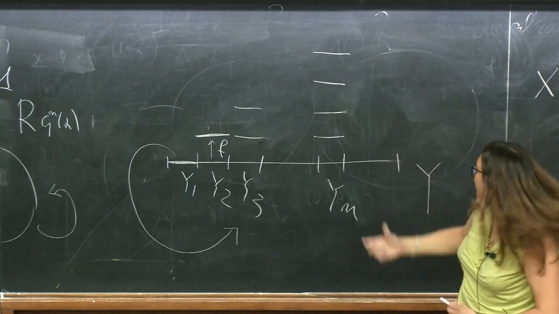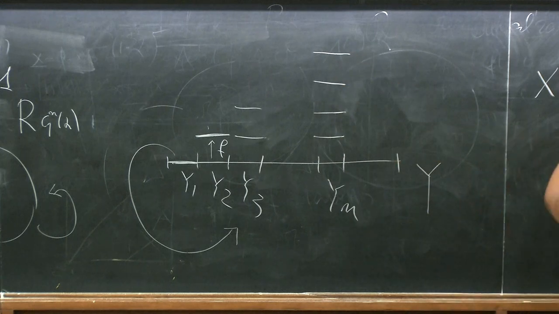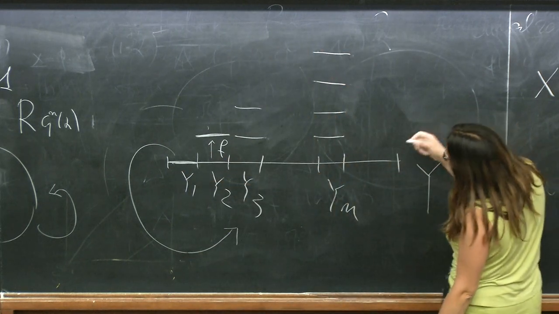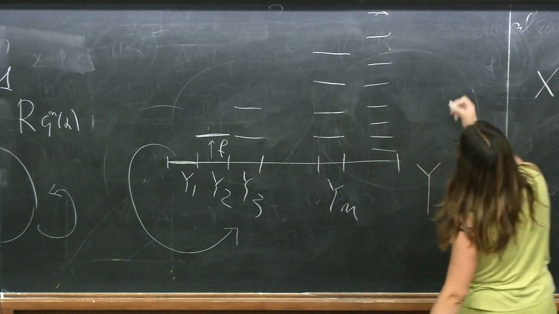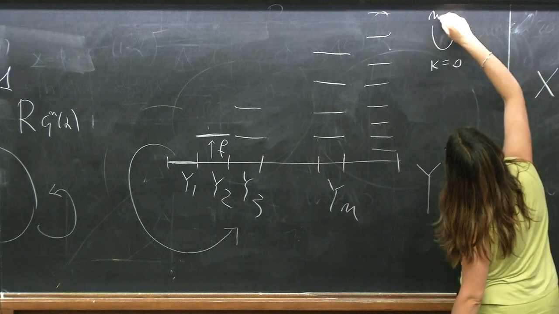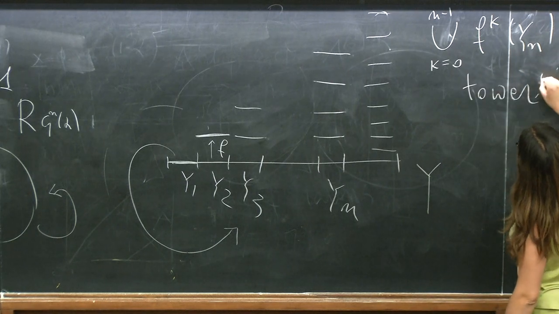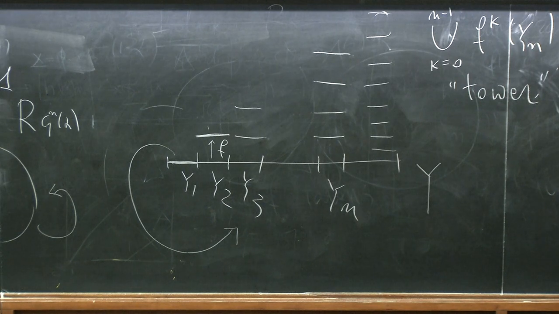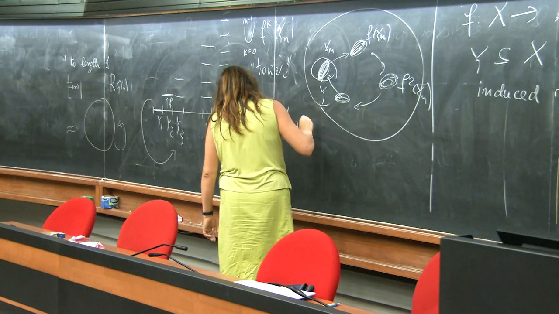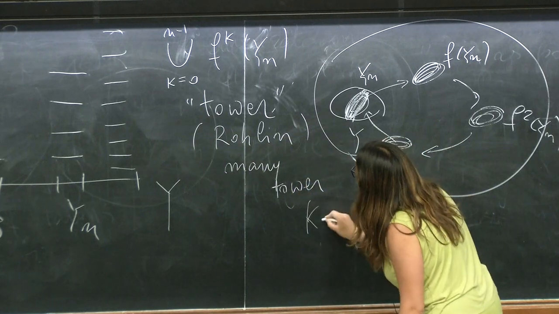I can draw symbolically these sets as towers over YN. So this tower just represents the images which are out of Y, and then back. And for larger and larger n. So these things are called towers. So the union for k from 0 to n minus 1 of f^k of yn is a tower. And the union of towers, so this whole union is sometimes called the Rokhlin tower, and many towers form a Kakutani skyscraper.